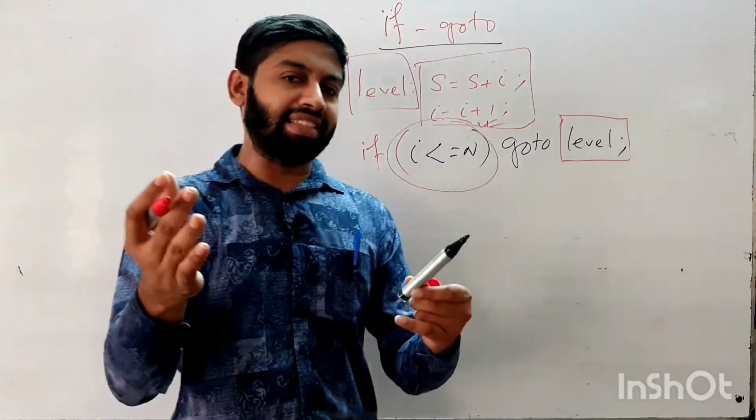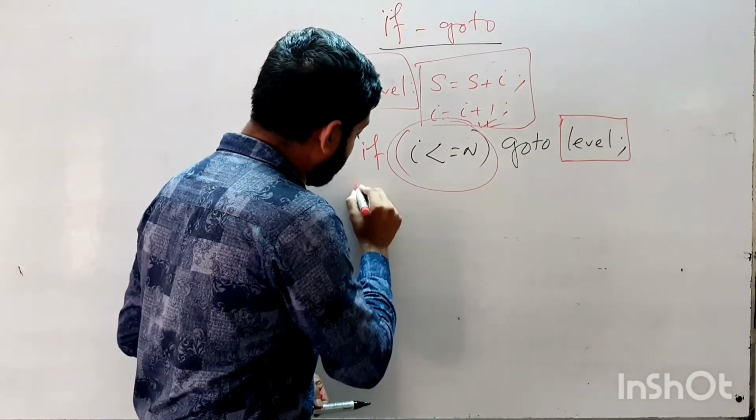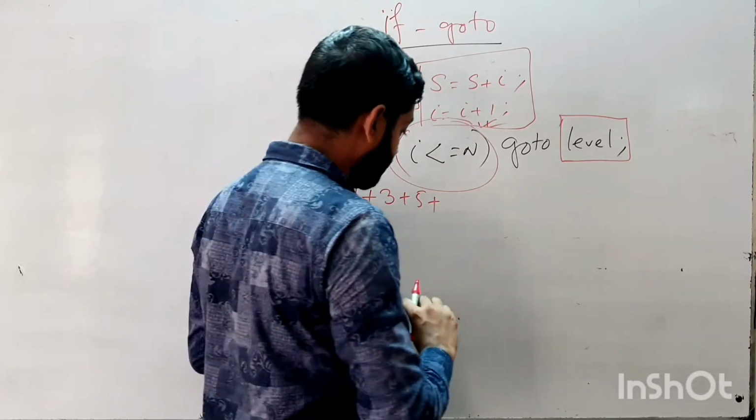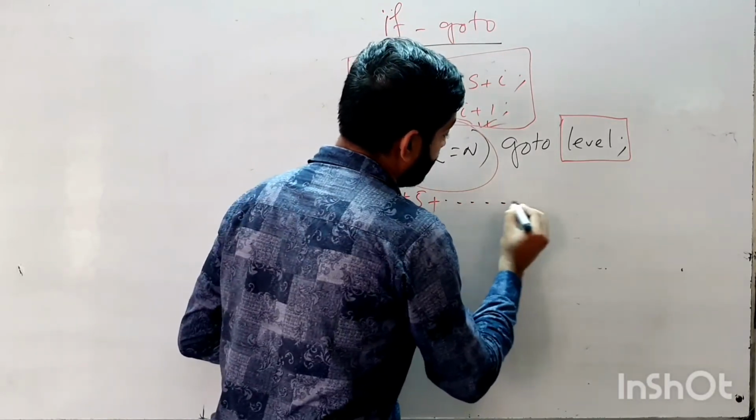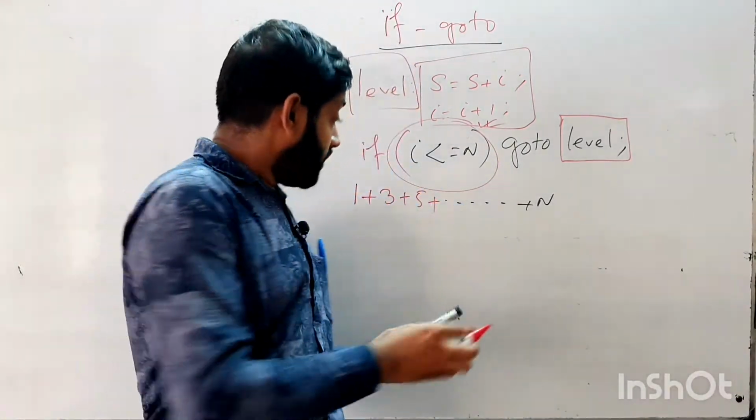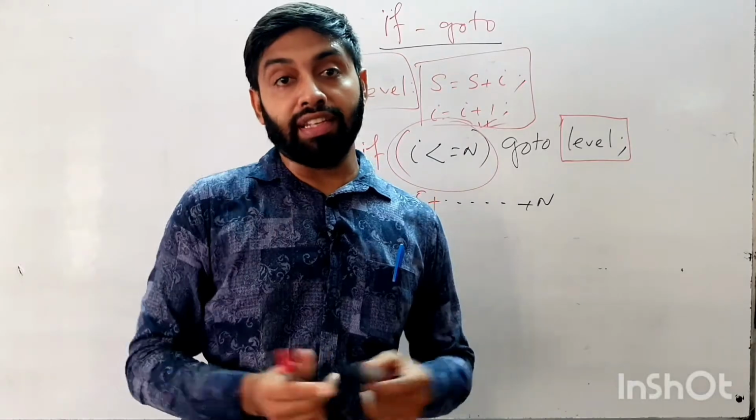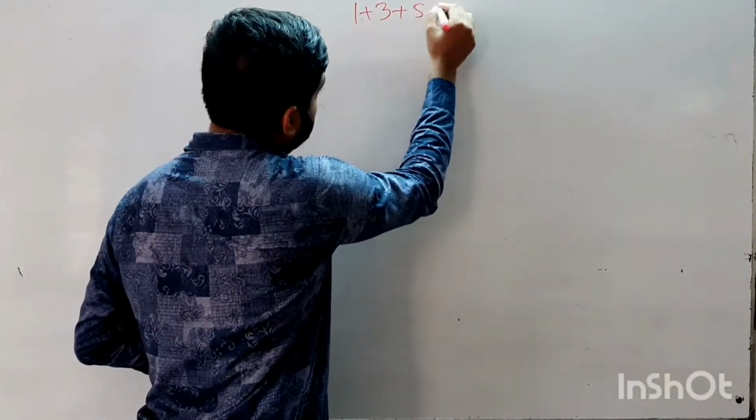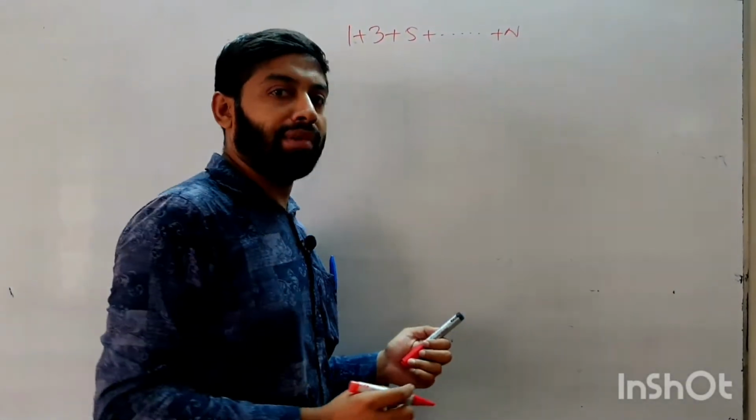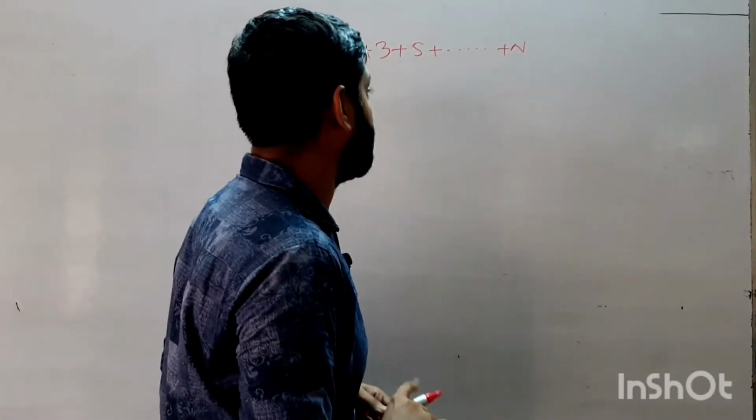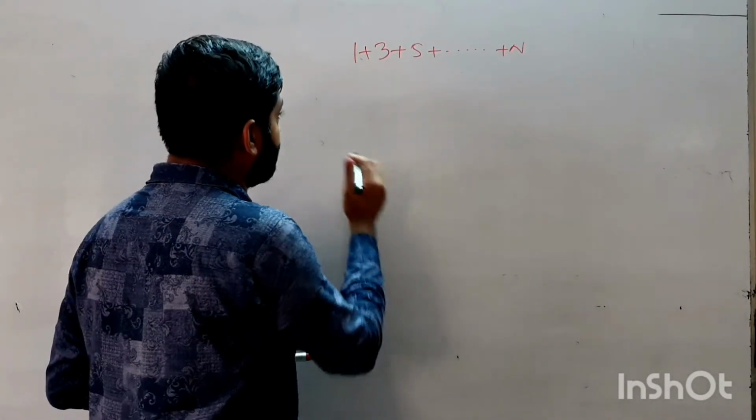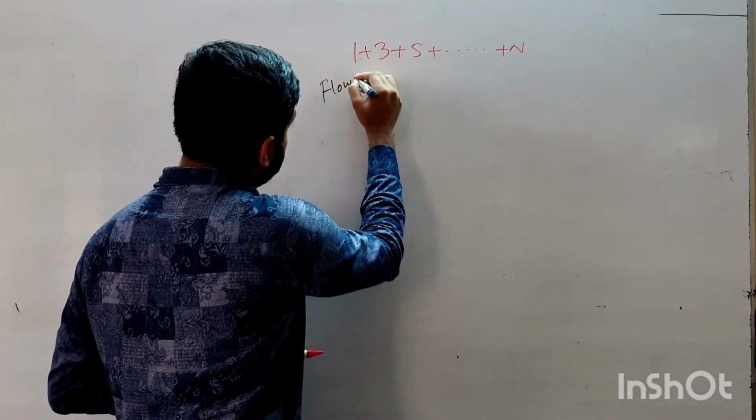Okay, so in today's lecture, I am going to give you an example of the series 1 plus 3 plus 5 up to n. This series I am going to implement with the if goto loop. So first of all, I am going to draw the flow chart. You already know about it.